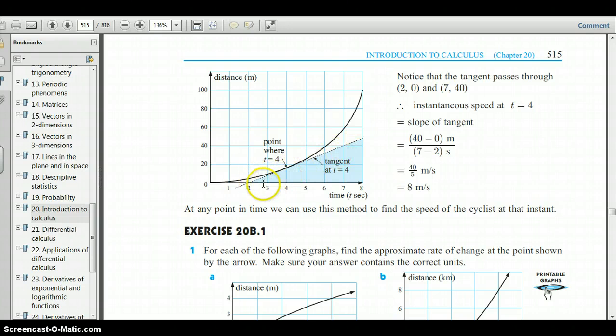So for me, when I drew my tangent line here, or when the book did, you notice, let's pick 2 points that are kind of easy to use. So 2, 0, that's an easy point. Again, this is the point on my tangent line, not on the curve anymore, because my tangent line is going to approximate my slope, or my rate of change, when time is 4. Notice how our slope then, if you use the slope formula, will come out to 8 meters per second.